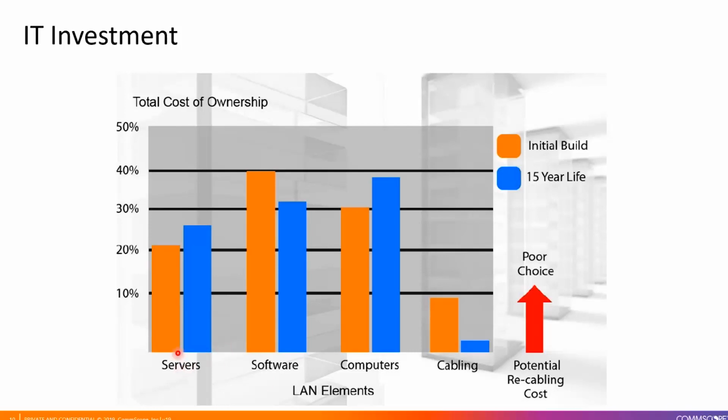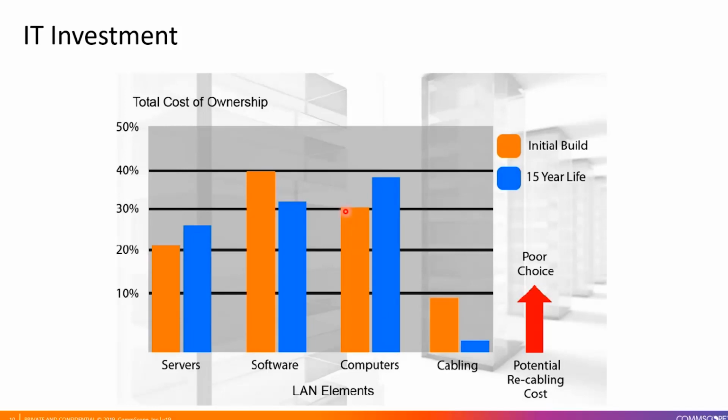For example, for servers, they may invest around 20% on the initial build. The orange represents the initial build and the blue graph represents the 15 years of life. Whereas down the line, for the next 15 years, they may additionally add close to 25% or 30%. They need to reinvest in the servers. Whereas for software, initially it may be 40%, but for the next 15 years, they need to invest nearly 30% for the renewal or patches or firmware updates.